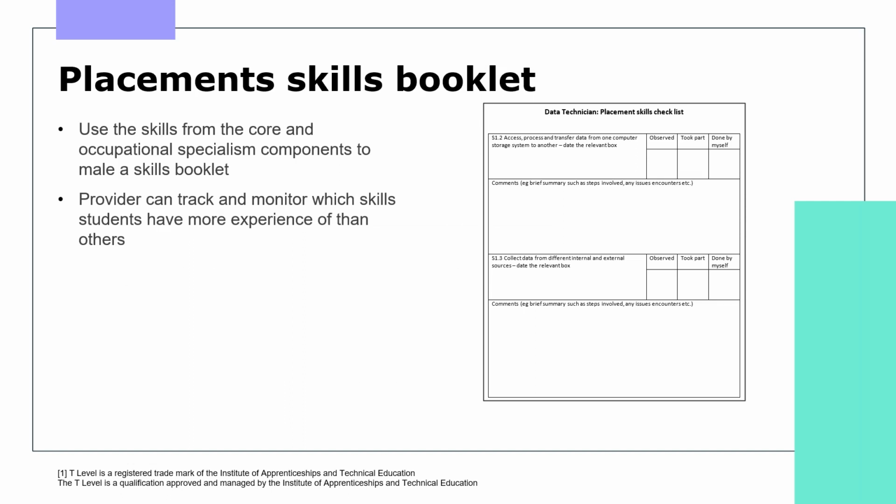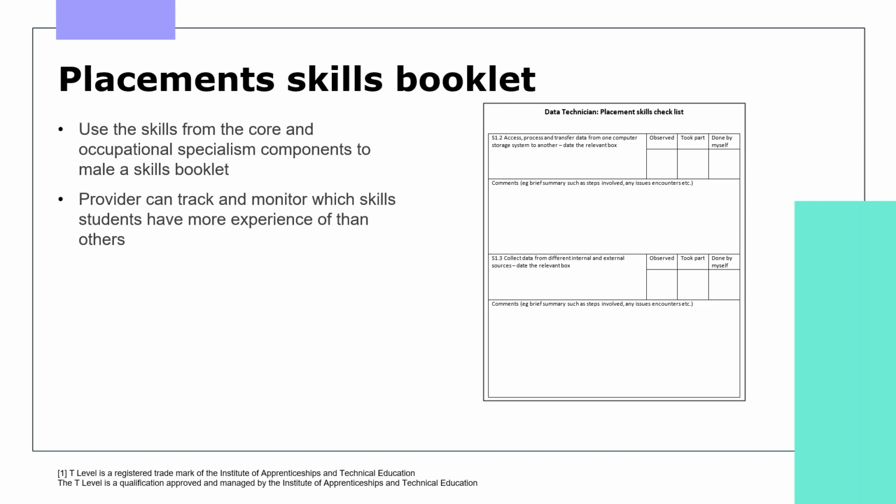Now, one thing that you might want to consider using with your students could be a skills booklet to monitor the development of the specification content while students are on placement. Then naturally you'll get a better idea of the areas students might be strongest in and weakest in amongst your cohort. Now on screen is an example of what this booklet could look like, and I've just used the skills given in the digital technician, the data technician occupational specialism content. But this can also be done with the core content as well.